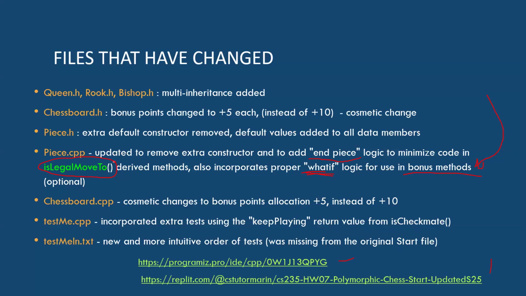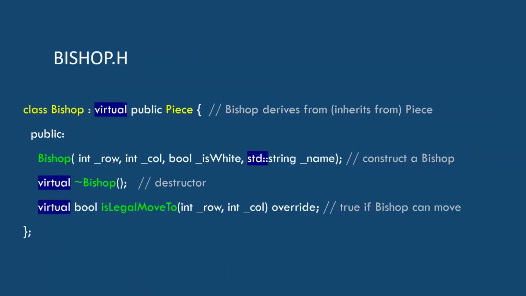So let me just quickly breeze over the changes. So the things here in background blue is really the only thing that's changed in the bishop.h. We brought in that virtual to the derivation, added it to the destructor and the isLegalMoveTo because we are deriving dynamically in the inheritance chain from piece to bishop to queen, right? So we had to add this to that isLegalMoveTo so the queen can get the right behavior there, okay? So that's our bishop.h change.